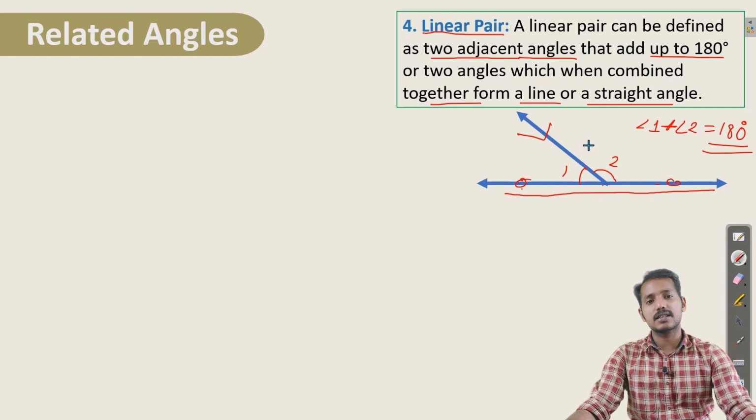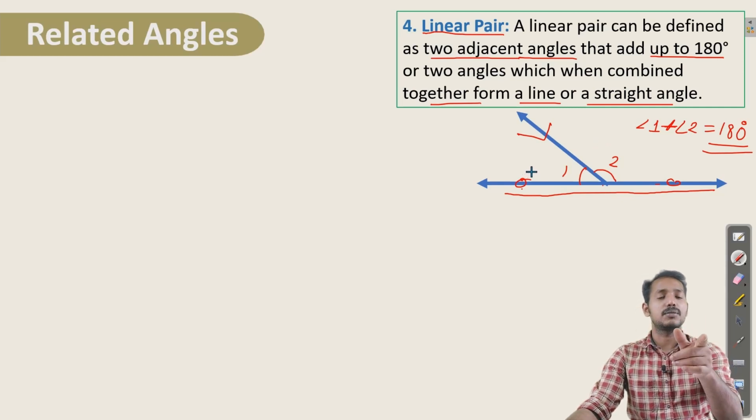So one more thing we can say is that linear pair angles are supplementary angles because their sum is 180 degrees. So linear pair angles are supplementary angles, but all supplementary angles are not linear pairs.